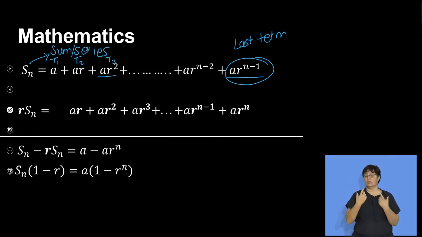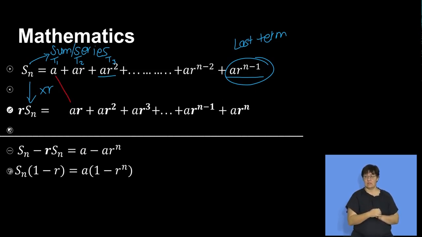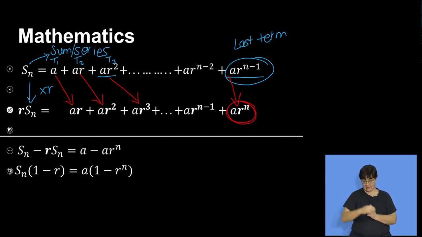What I've done in this next line, which is needed to derive this formula, is multiply Sn by r. All that you're going to see is that a has been multiplied by r, so it's ar. ar has been multiplied by r, so it's now ar squared. ar squared has been multiplied by r, so it's now ar cubed. Going the whole way up to where ar to the power of n - 1 has been multiplied by an additional r, so it's ar to the power of n.